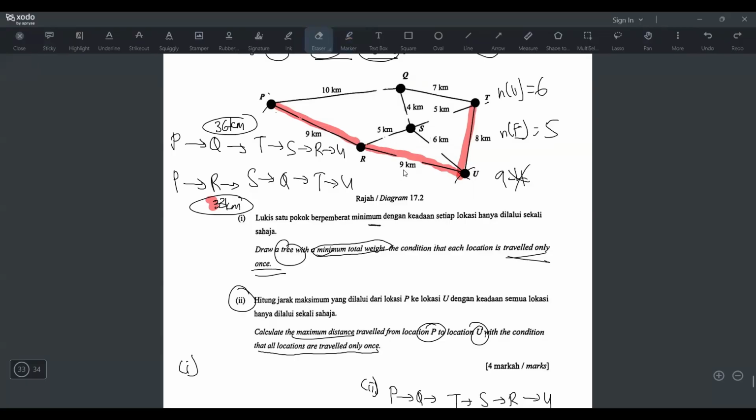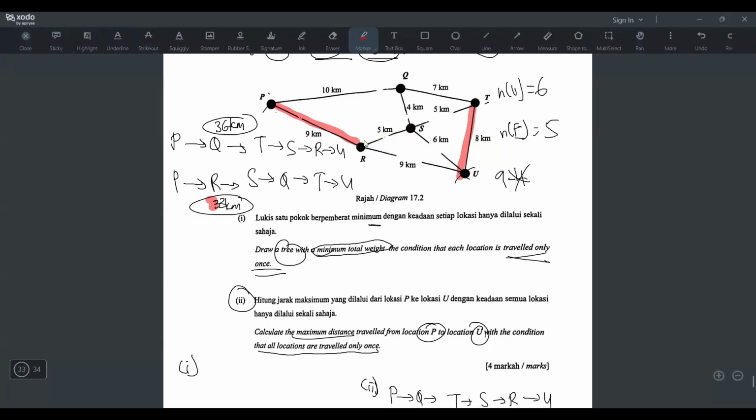And then out of 5, 6, 9, which one will you connect? 5 is the best one, right? Because when you connect 5, you will get a total weight, and then the 9 you can erase. The 9 you can erase. So you end up with something like this now.